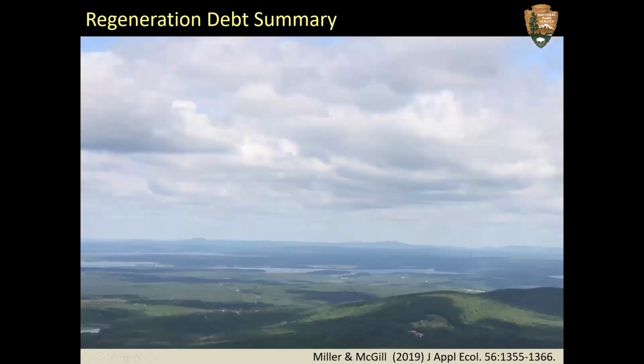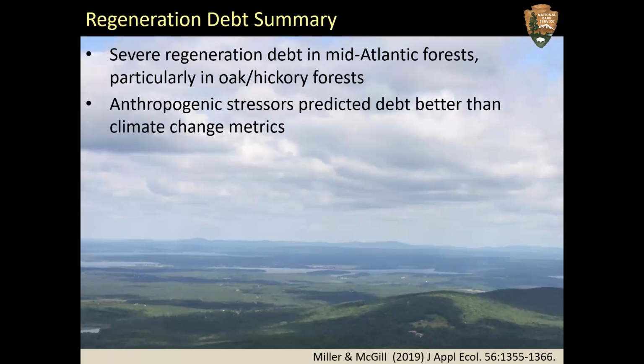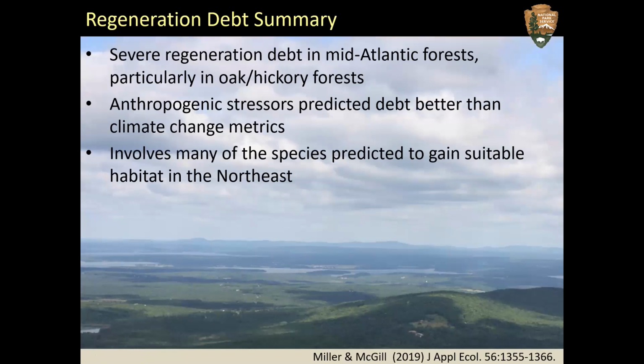So just to summarize that study, we found severe regeneration debt in mid-Atlantic forests, particularly in oak hickory forests. Anthropogenic stressors predicted the debt better than climate change metrics. I didn't show that, but those are the results of our model selection. This also involves many of the species predicted to gain suitable habitat in the Northeast. A lot of the species predicted to gain suitable habitat in the Northeast, like these oak hickory species, are not regenerating well in their current range.